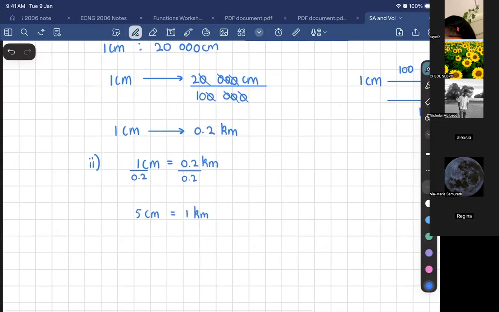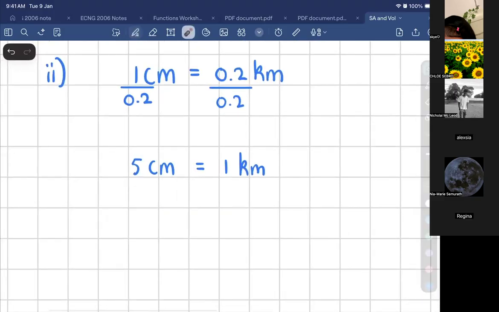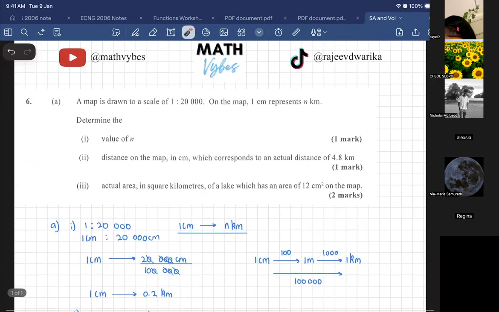You're probably wondering, so what are you doing this for? Well, if I know what 1 kilometer is on the map, I could figure out what any kilometer is on the map. Yeah, you could. If you're confused, think about it like this. If 1 kilometer is 5 centimeters on the map, how much is 2 kilometers on the map? 10 centimeters. Exactly, you could figure it out very easily.